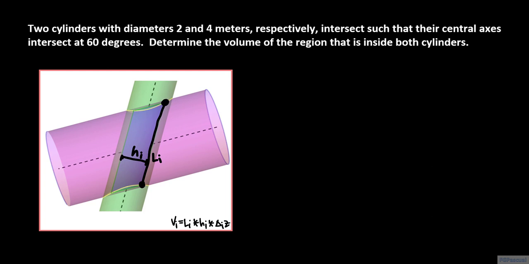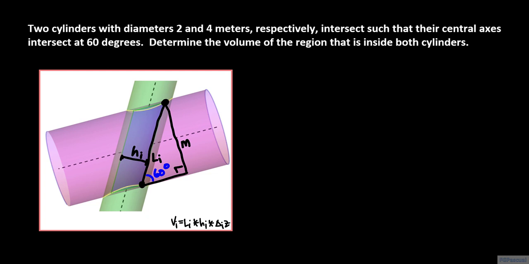From one endpoint of L sub i, we draw a perpendicular to the other side of the big cylinder. We construct this perpendicular so that it is on the same plane as the top parallelogram face of the section. Let the length of this perpendicular be m. Then we have a right triangle with base angle 60 degrees, m as the opposite side, and L sub i as the hypotenuse.